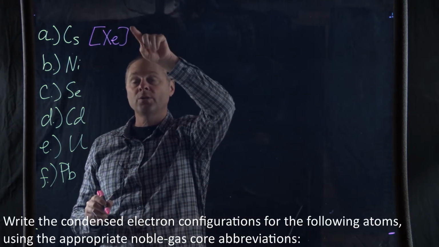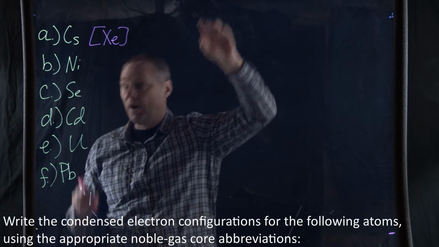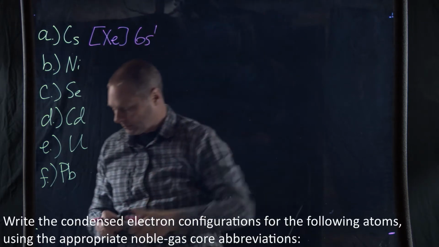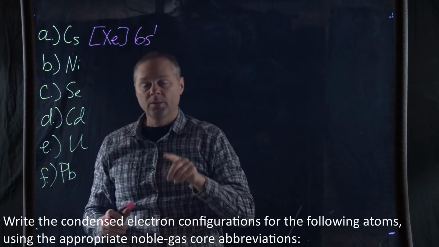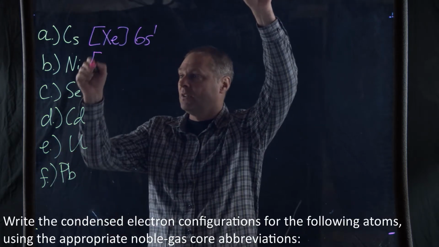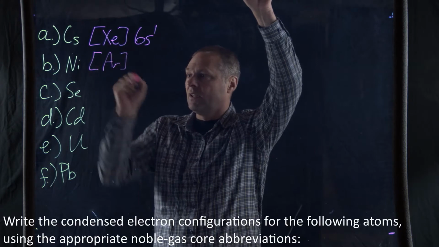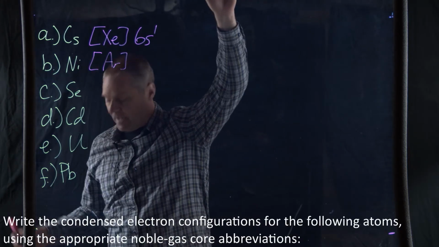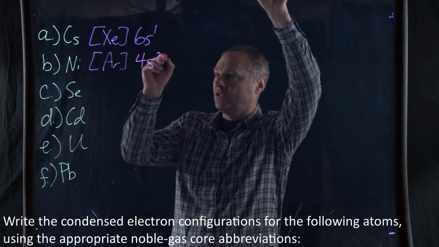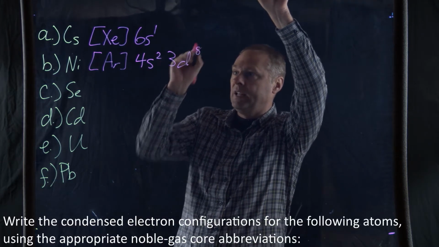Now you go forward, so you start at xenon and then go to cesium, which is going to be 6s1. For nickel, the previous noble gas just prior to nickel is going to be argon. And then you go forward from that, and that's going to be 4s2, 3d8.